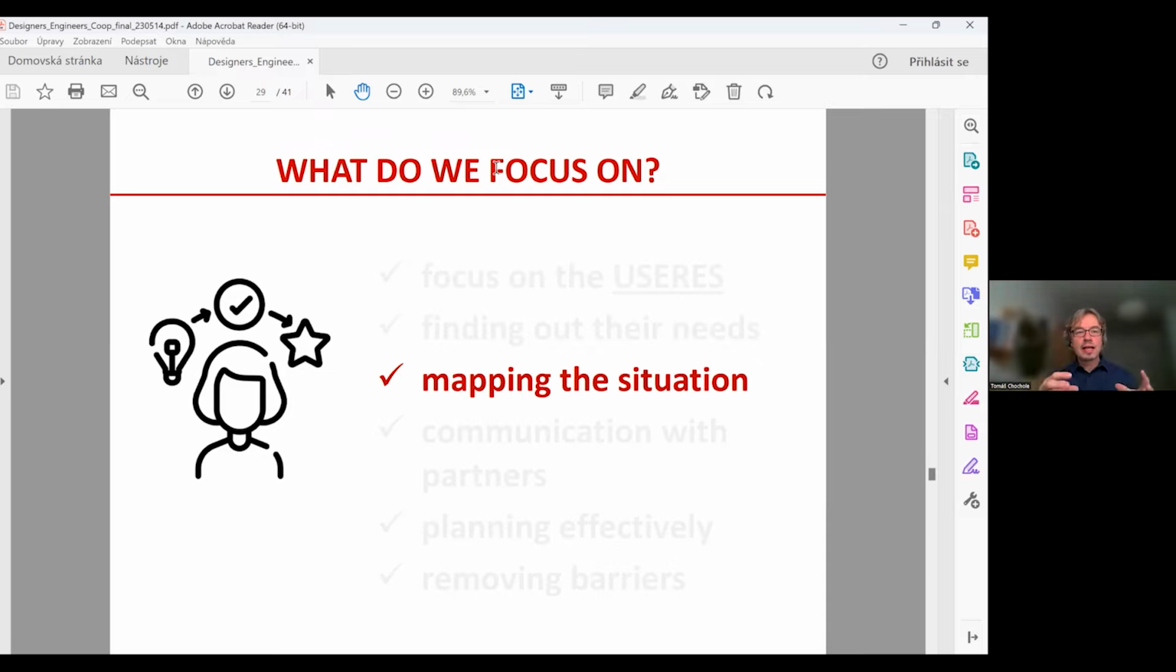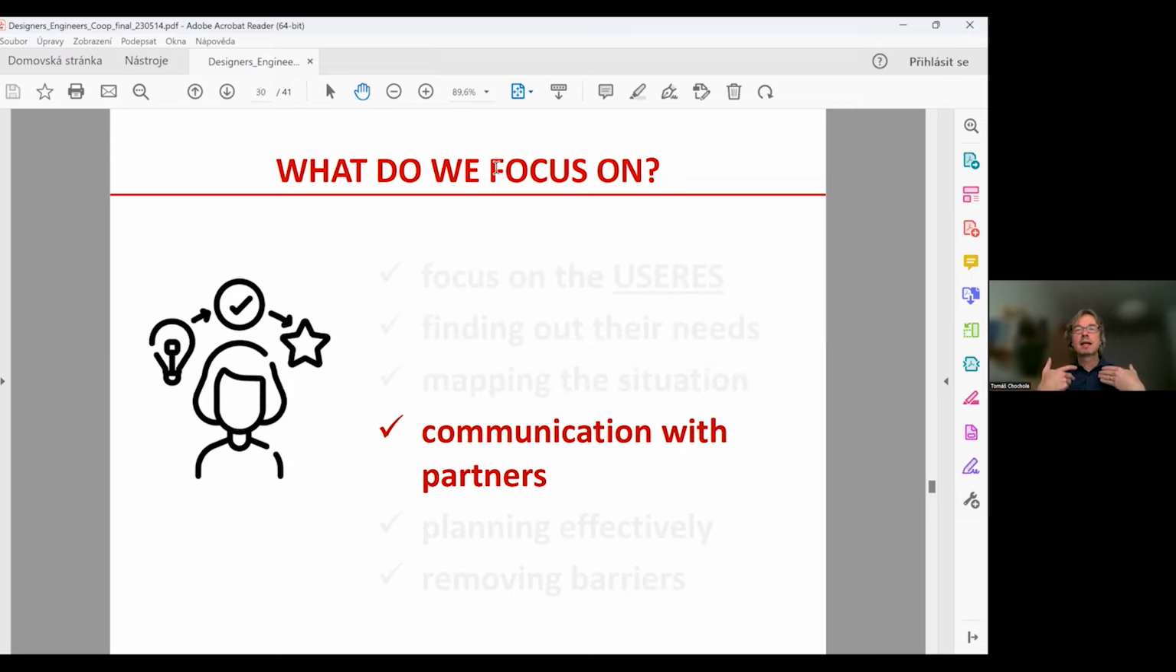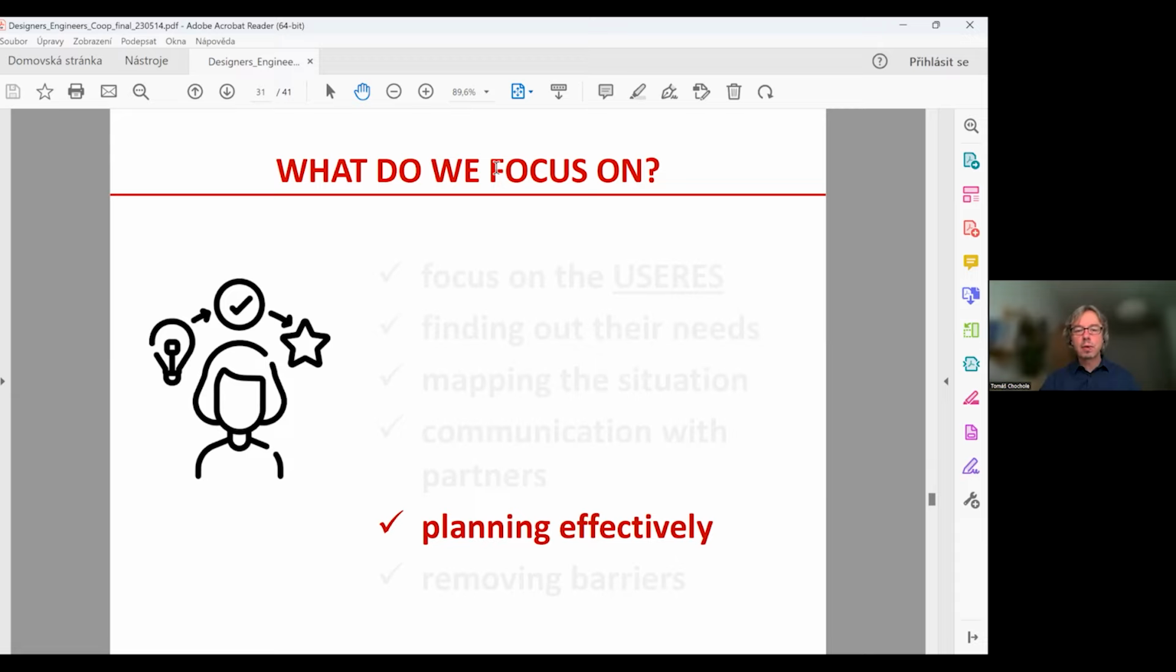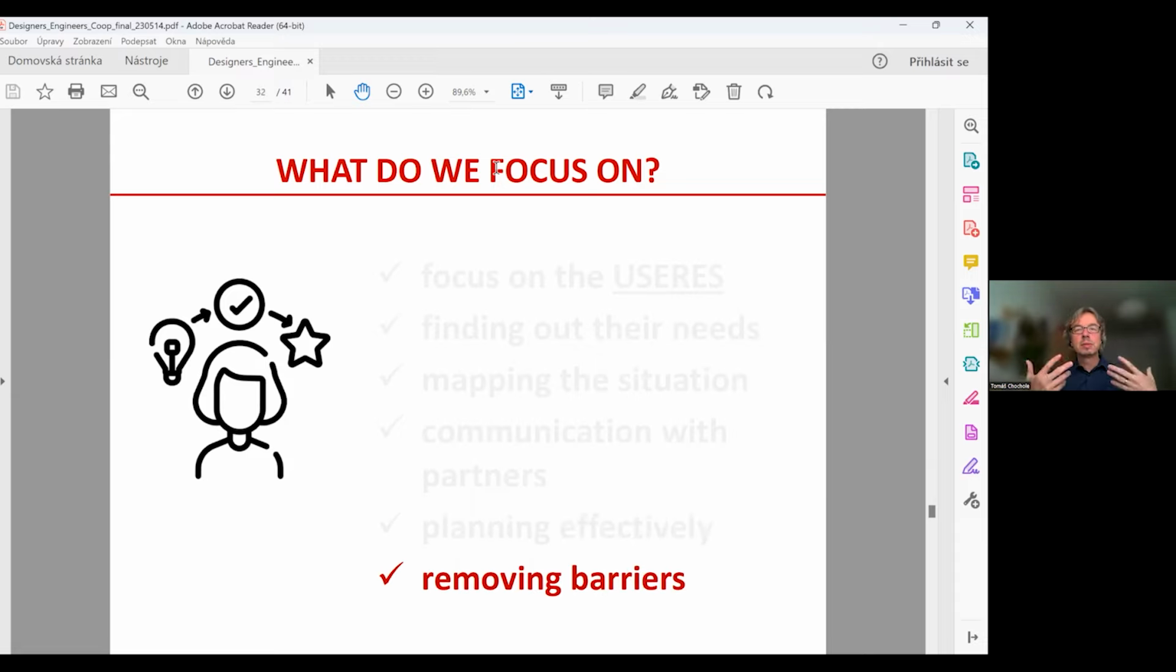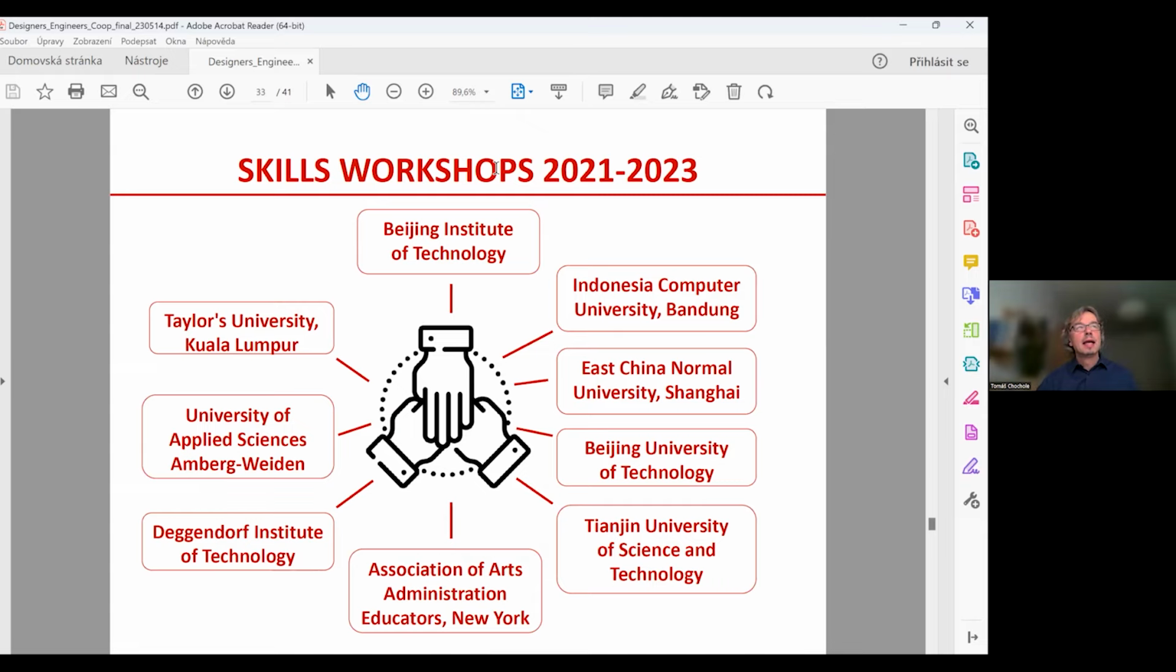We are trying to find and collect information about their needs and situation, and to communicate effectively with them and with our partners, planning our work and removing the barriers, because there are lots of barriers when you are building a team with people from different expert areas. On the other side, it's necessary to support the students and our teams with the skills to cooperate effectively together and build effective teamwork.